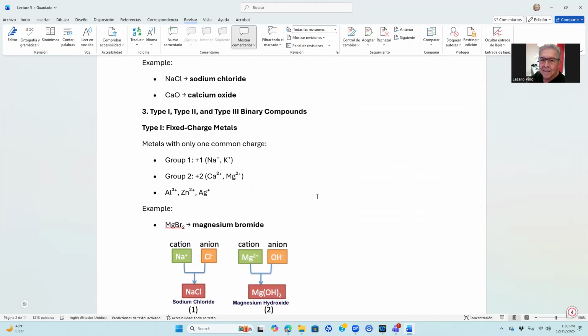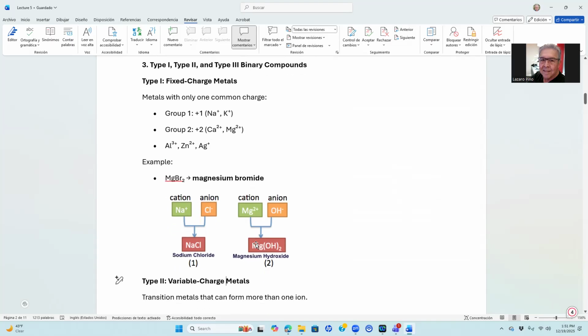In type 1, we have only metals that have only one oxidation number, so they make only one type of cation. This is very easy. You name the cation and then the anion. For example, sodium chloride, magnesium hydroxide.